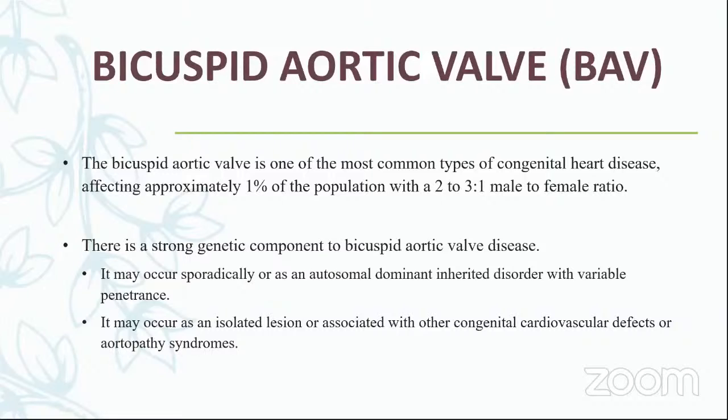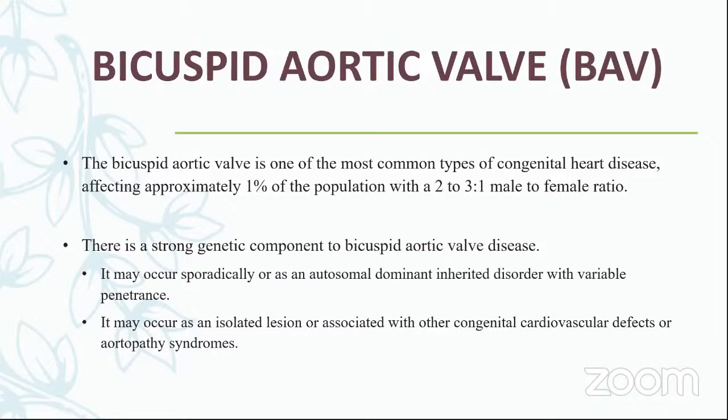Okay, the final topic is the bicuspid aortic valve. The bicuspid aortic valve is one of the most common types of congenital heart disease. As I said before, it can occur in 1 to 2% of patients with a male to female ratio of 2 to 1 or 3 to 1. There is a strong genetic component to the bicuspid aortic valve disease, as it can occur sporadically or as an autosomal dominant with a variable penetrance.